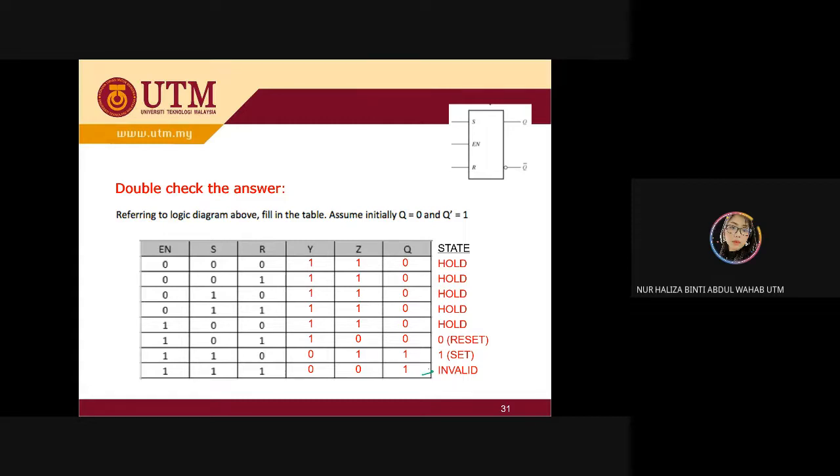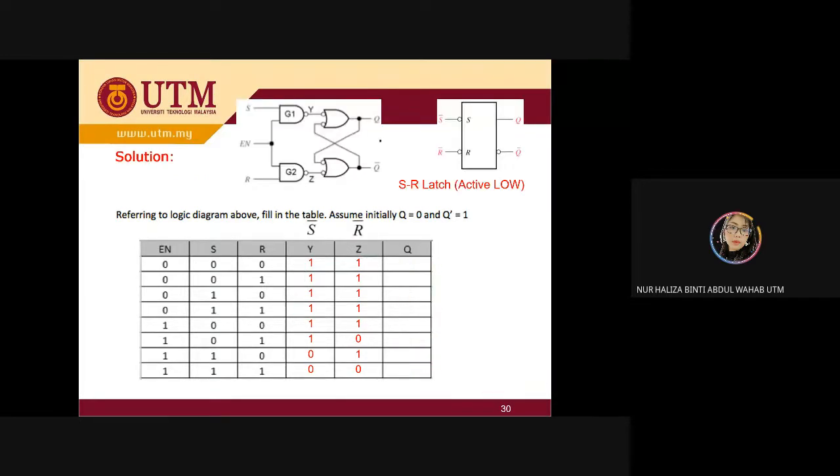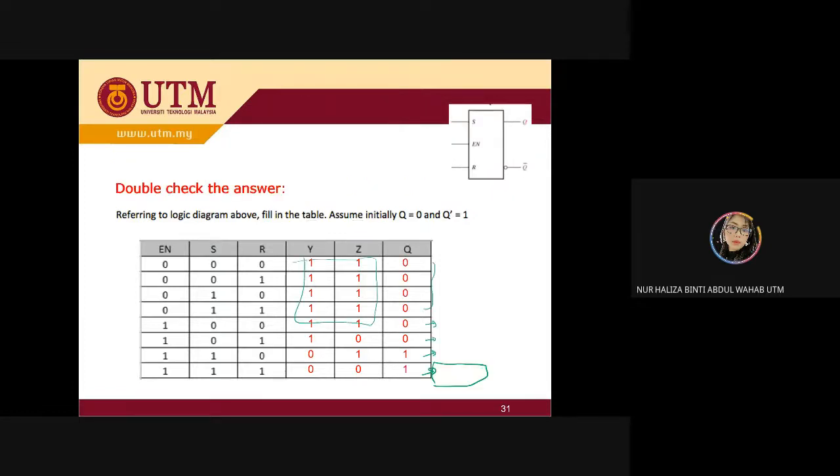This one is invalid. You can see here. And this is set, this is reset, this is no change. And the rest is also no change. And this value, you just use the NAND gate, input, output, input, output. So you can get the value easily.